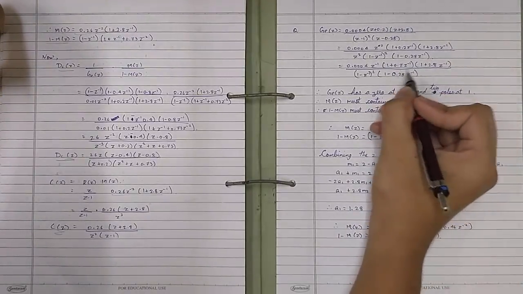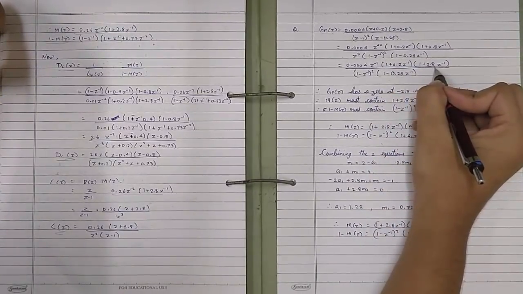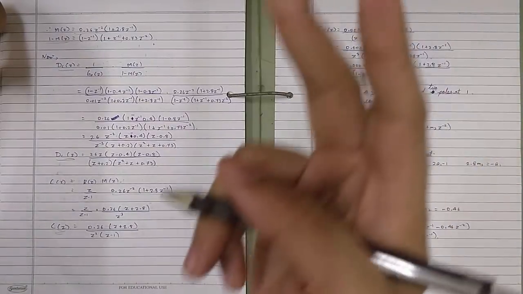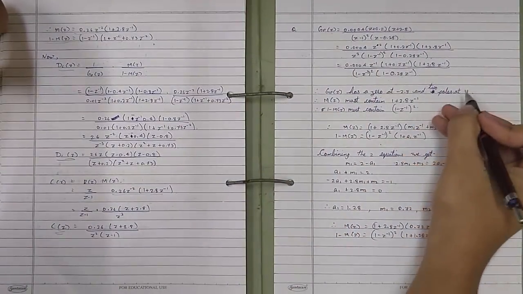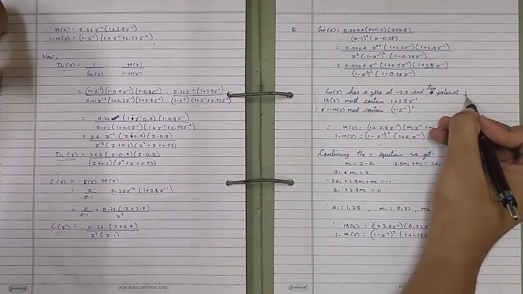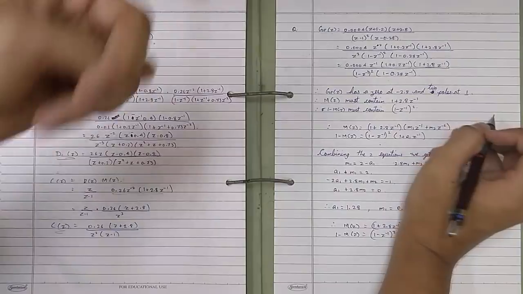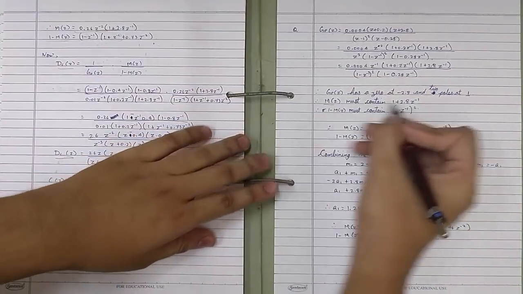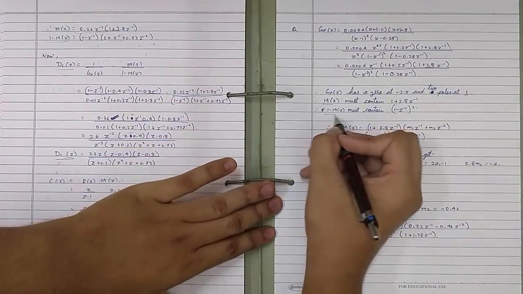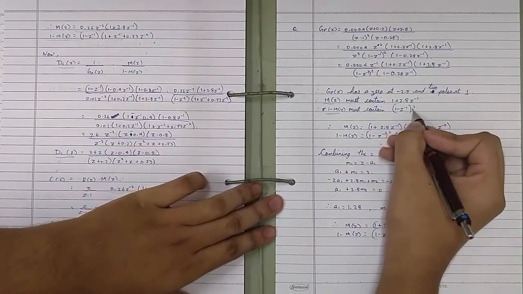Now I have a zero at 2.8, which lies outside the circle, and I have 2 poles which lie on the circle, that is at 1. Okay, 2 poles lie at 1 and the zero lies outside the circle. So m of z must contain 1 plus 2.8 z inverse, and 1 minus m of z should contain 1 minus z inverse the whole square.